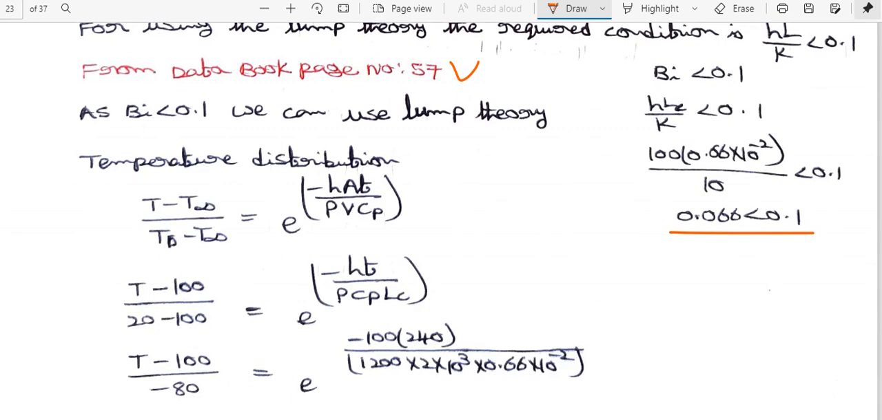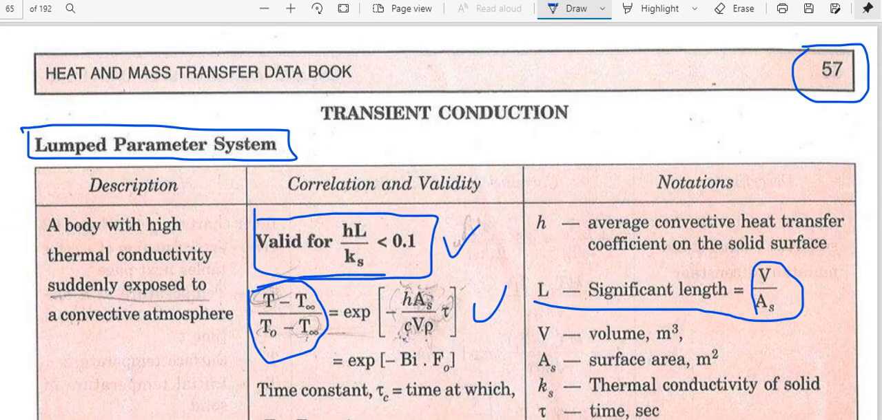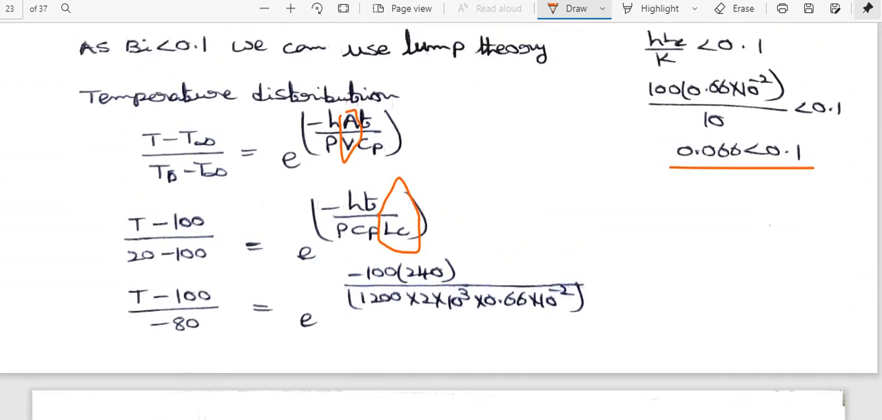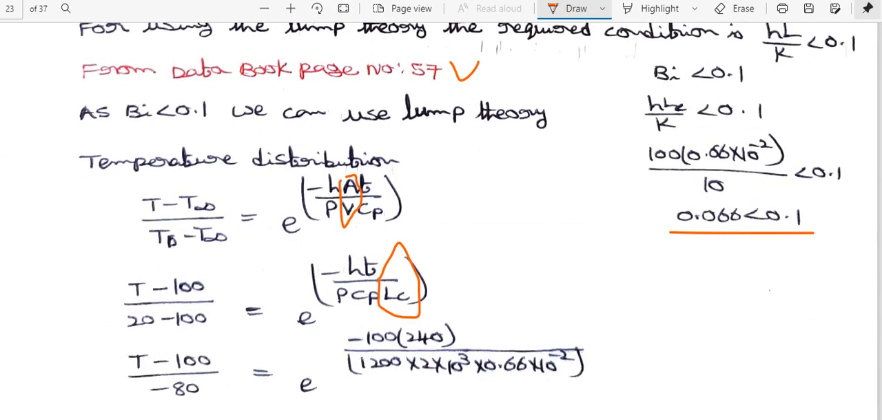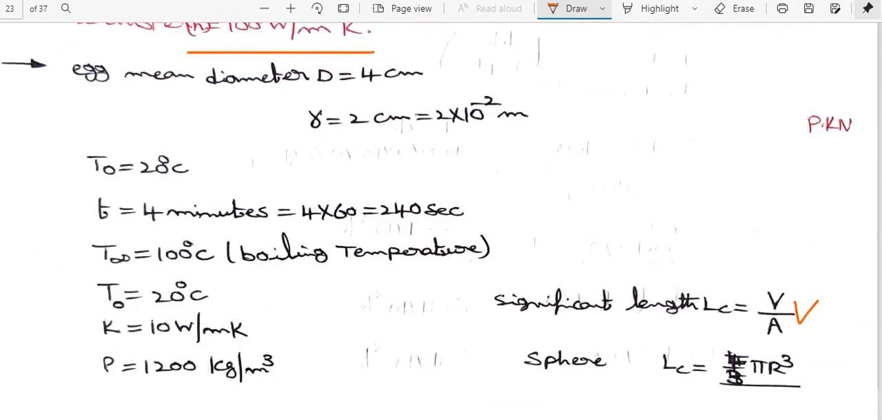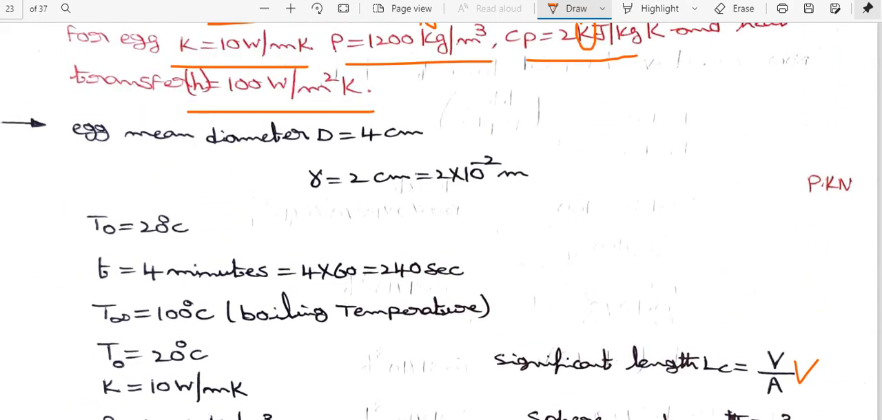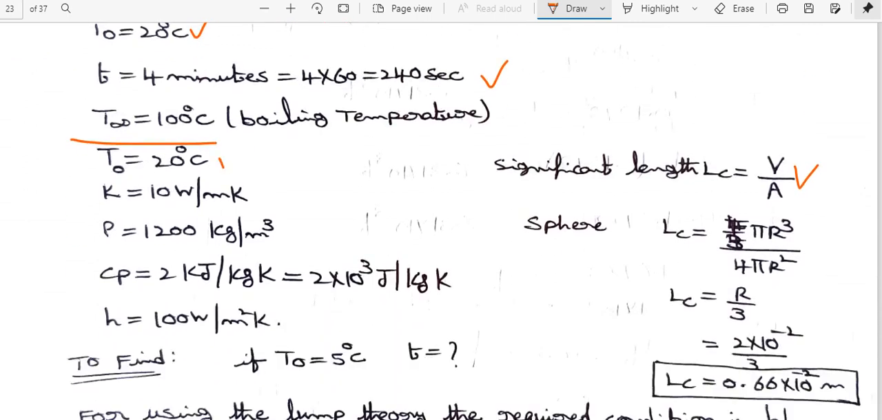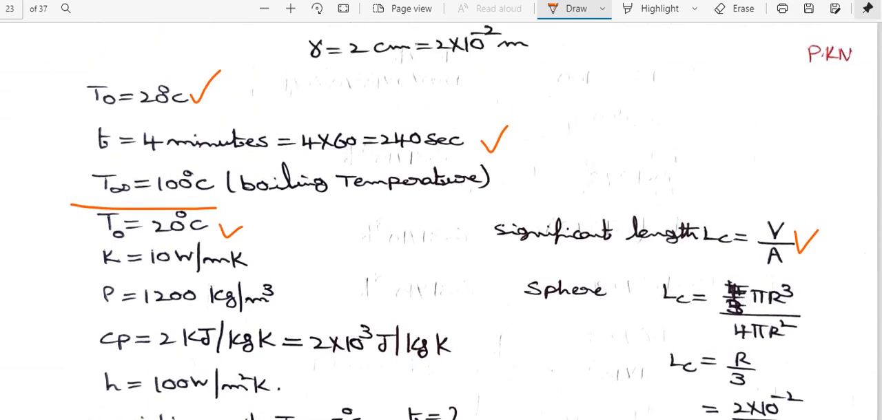The temperature distribution from the data book is (T minus T infinity) by (T naught minus T infinity) is equal to exponential function of minus hA... So here h by A is equal to 1 by Lc. So we need to substitute all these values. So here T is the unknown term and T infinity equal to boiling temperature. So here boiling water means T infinity. So here T naught is equal to 20, t is equal to 4 minutes, and T infinity is equal to boiling temperature, and T naught is already given.